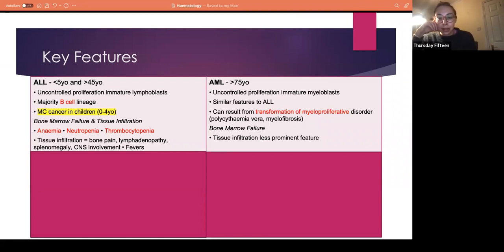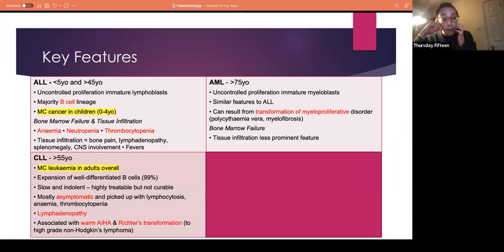If patients have things like polycythemia vera, myelofibrosis, or other myeloproliferative disorders, they might be more at risk of getting things like AML. That essentially leads to bone marrow failure, so the classic anemia, neutropenia, thrombocytopenia. The tissue infiltration is a less prominent feature in AML than it is in ALL.